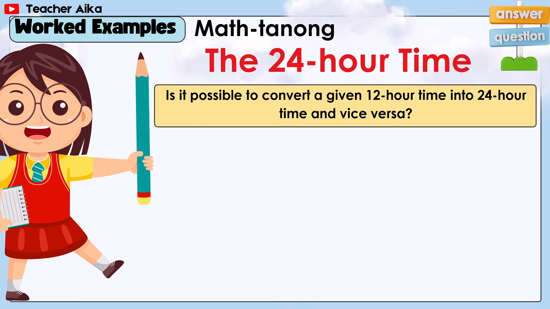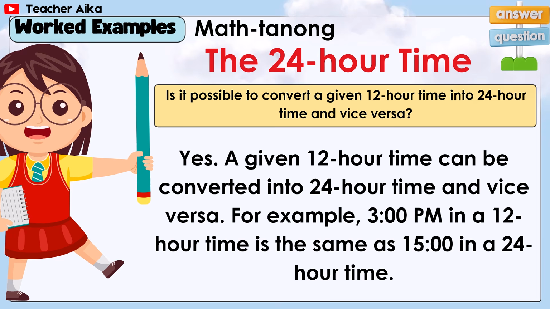Is it possible to convert a given 12-hour time into 24-hour time and vice versa? The answer: yes. A given 12-hour time can be converted into 24-hour time and vice versa. For example, 3 p.m. in a 12-hour time is the same as 15:00 in a 24-hour time.